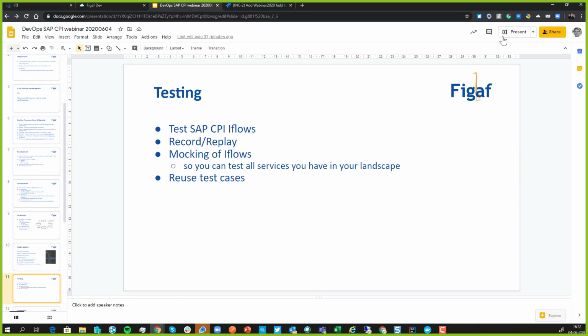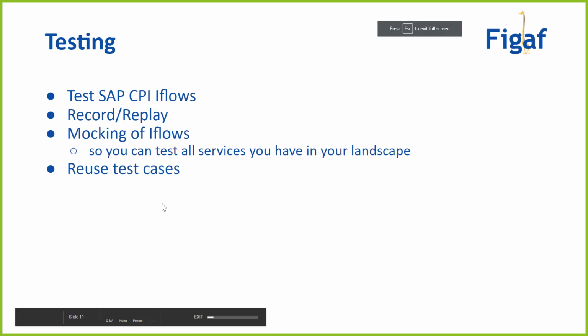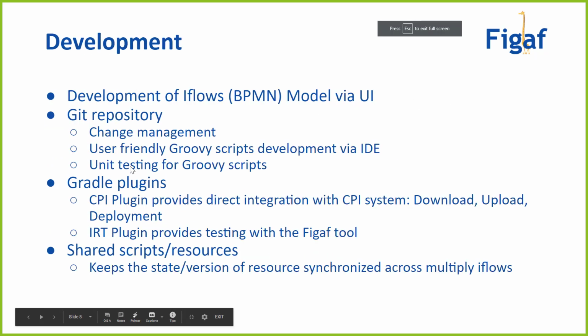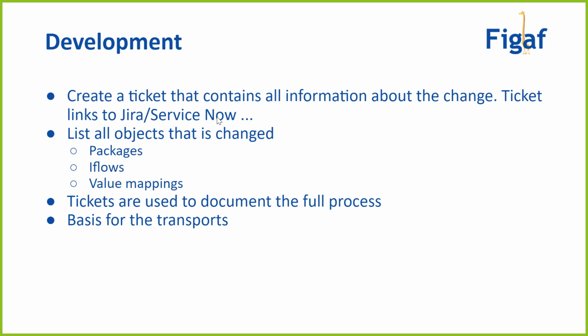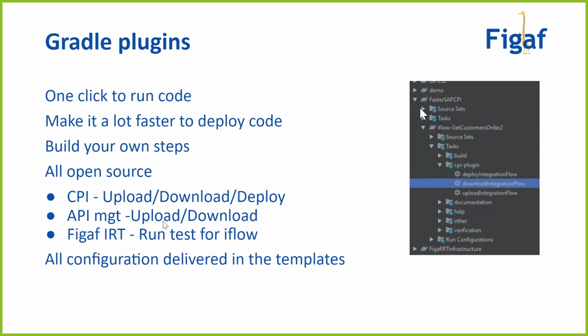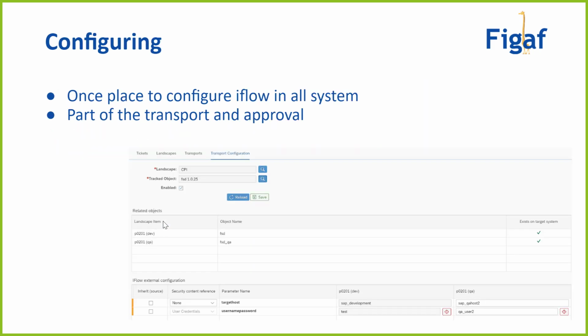Now, as you remember, we have created a ticket that corresponds to our Jira ticket. We had listed the objects that were a part of this. And now we come to the important part. This is a part of our transport and release procedures, and this is where it becomes really useful.